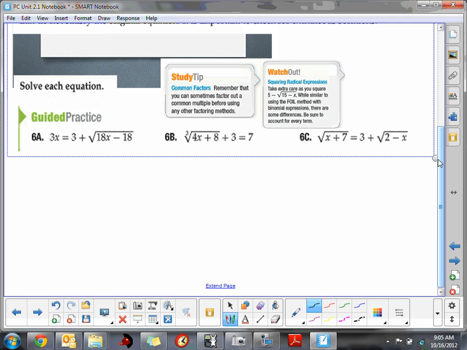But in 6a, here's our equation. It's obvious to see that we have a radical in our equation. So our basic scheme on these is always to isolate the radical. So really I want to get this square root of 18x minus 18 isolated on the side by itself. So we're going to move the 3 over. So we'll have 3x minus 3 equals the square root of 18x minus 18.